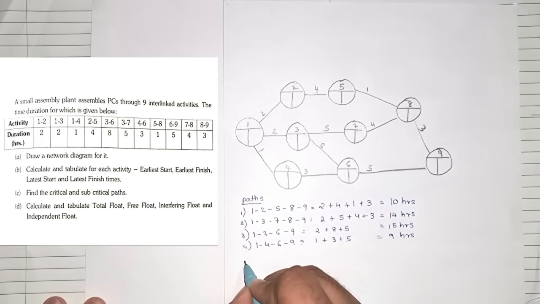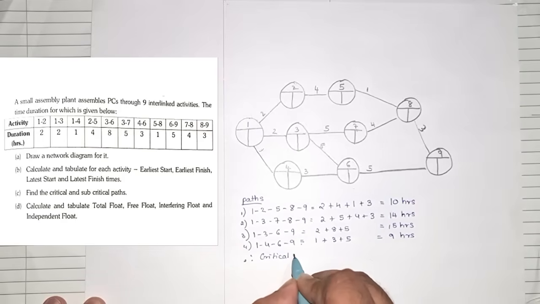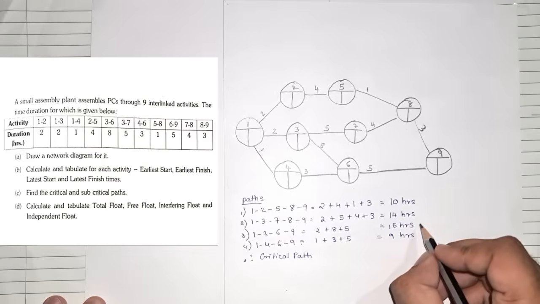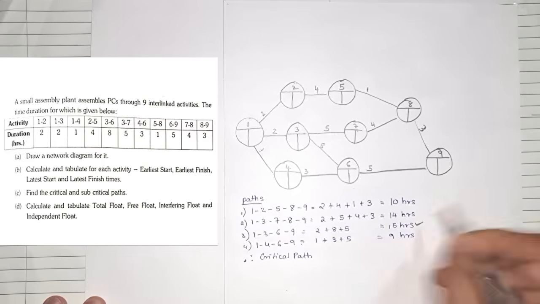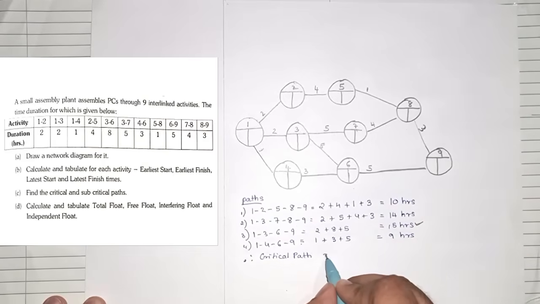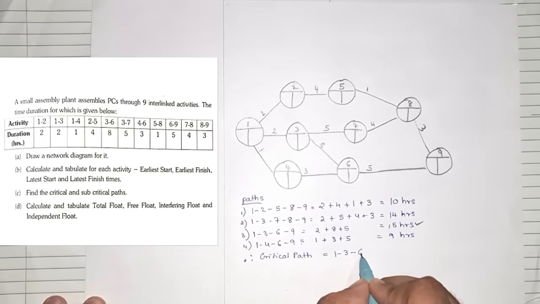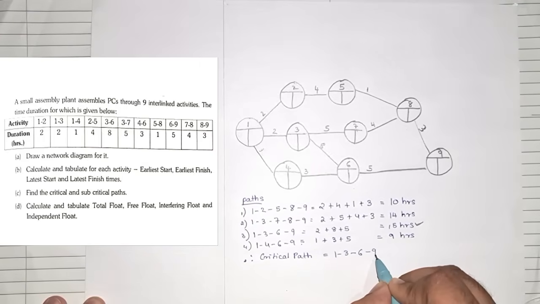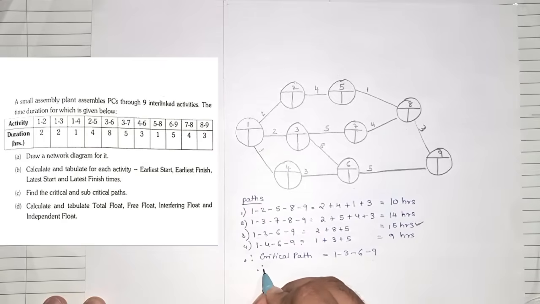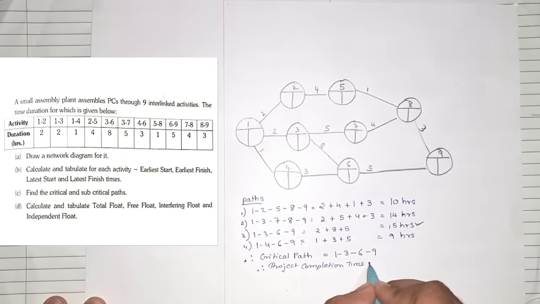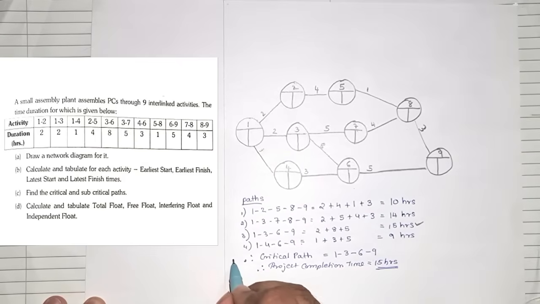I can write, therefore the critical path will be, now the critical path will always be the one which has the highest value, which is the third option. So our critical path is 1-3-6-9. Okay, therefore the project completion time equals 15 hours. Okay, that's the first thing.